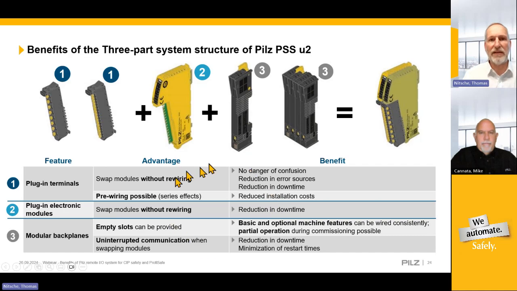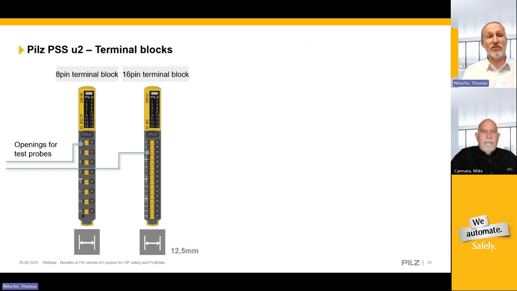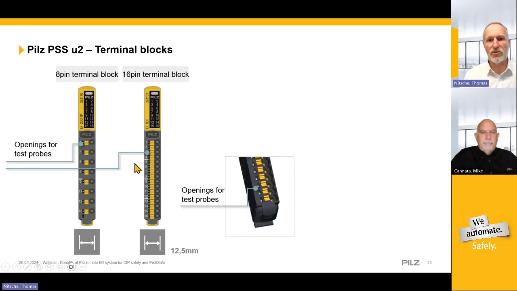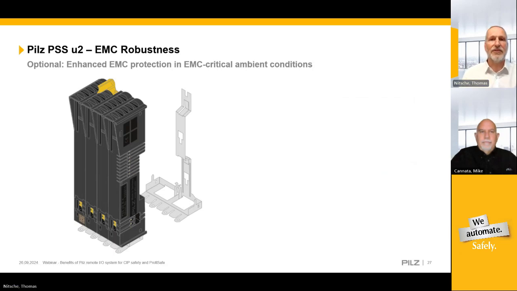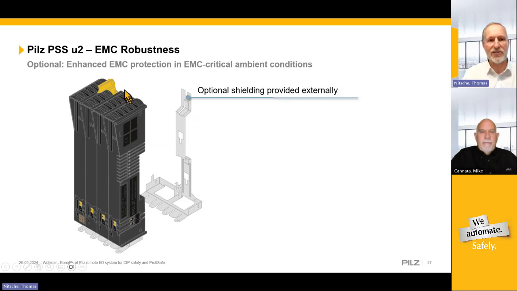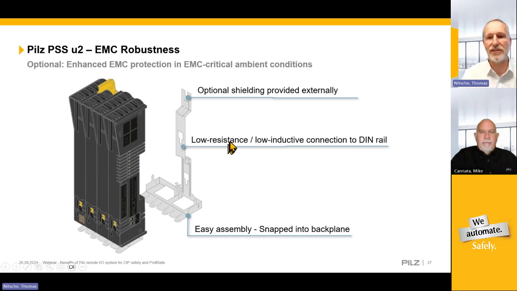And there are other positive benefits, small things, but very nice things that save you time and money in the end. As mentioned, the terminal blocks are 8-pin or 16-pin. You see here in all of them, you have openings for test probes, which also makes your life easier during commissioning or maintenance. Most of them have a width of 12.5 millimeters. We also provide a strain relief through the cable ties. Then you can make it really EMC robust because you can clip on an optional shielding device externally, with the advantage that it easily snaps into the backplane and has a very low resistance and low inductive connection to the DIN rail, which would be on that part.